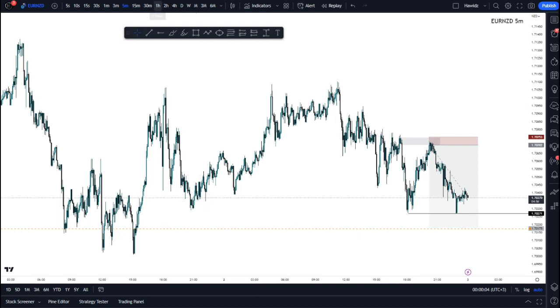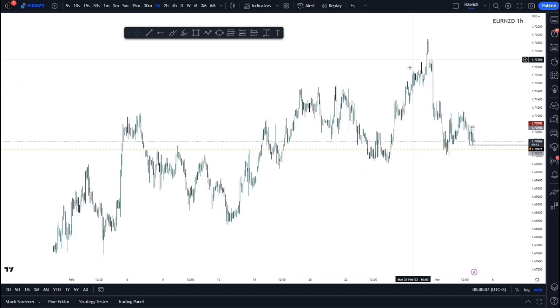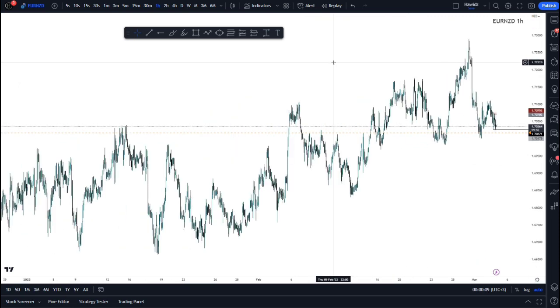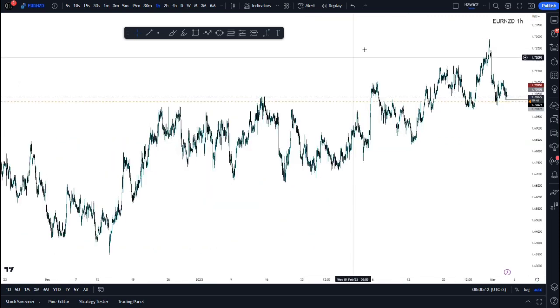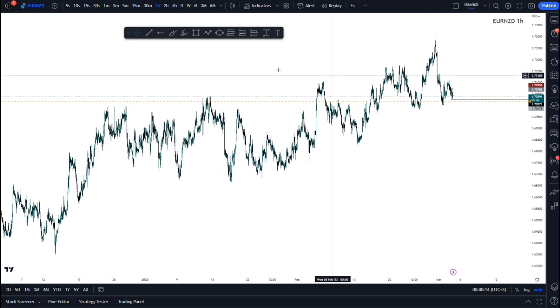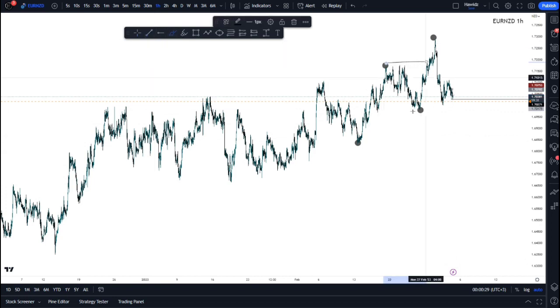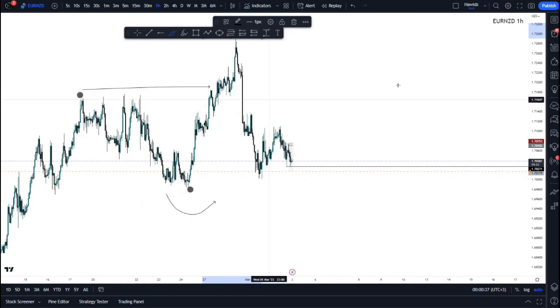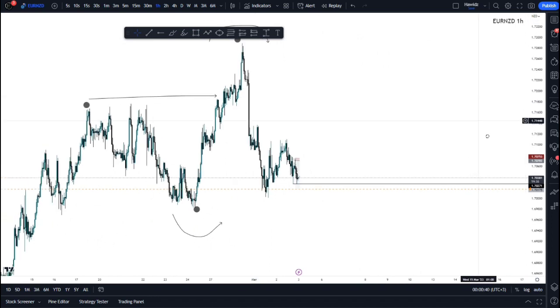So first and foremost, I started from the hourly chart. If we take an outside view of the hourly chart, you can see that we have a pretty much bullish market in our hands. We're having constant formation of higher highs and higher lows. At this point, we've had this break of structure, from this low to form this high.